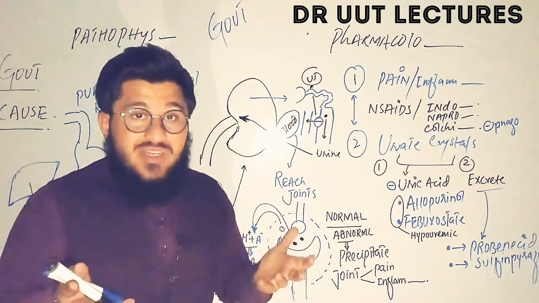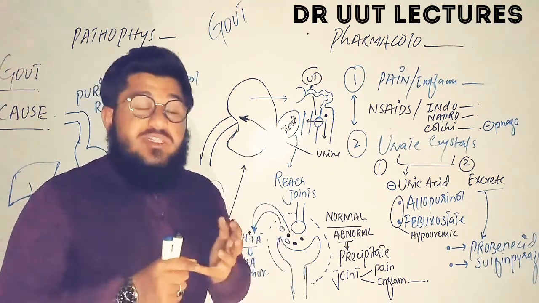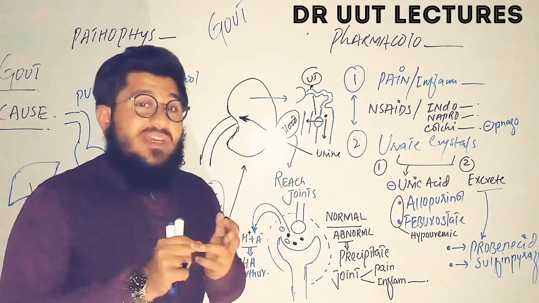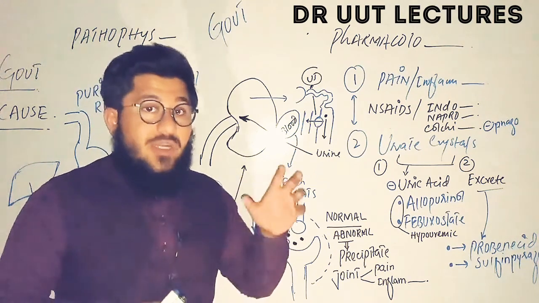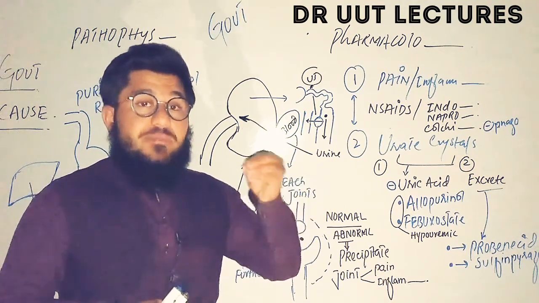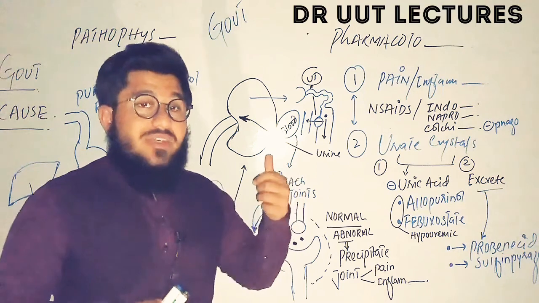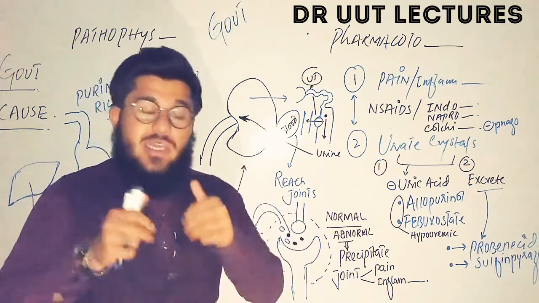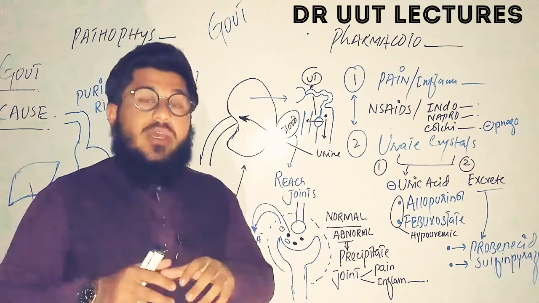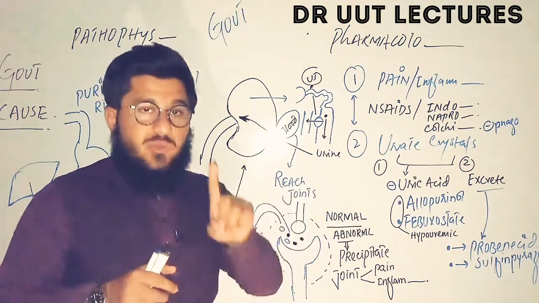Now from where do we take these purines? Very simple. When we consume alcohol, when we take red meat, fish, beans, etc. These are the products from which we take purines. If we use these in excess, they will cause an excess of purines in our body. Then that will cause gout. This is the very first cause.